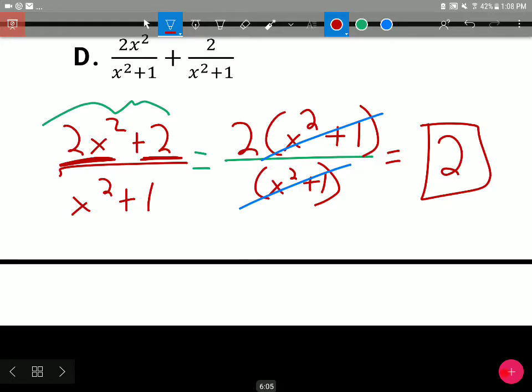So that is how you reduce these type of fractions. You add up the top, and then if you can factor it and cancel something, you do. If you can't, well, then you don't. Sometimes you can, sometimes you can't. How are we doing on the first page?